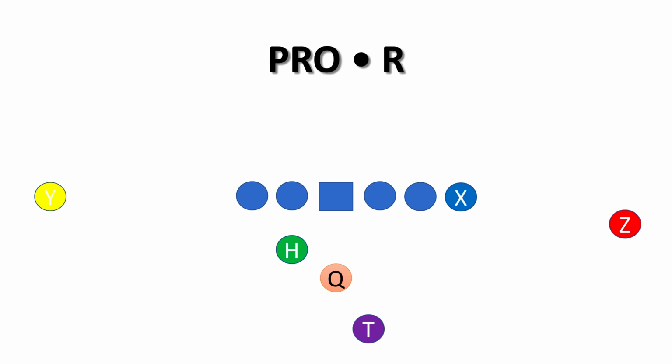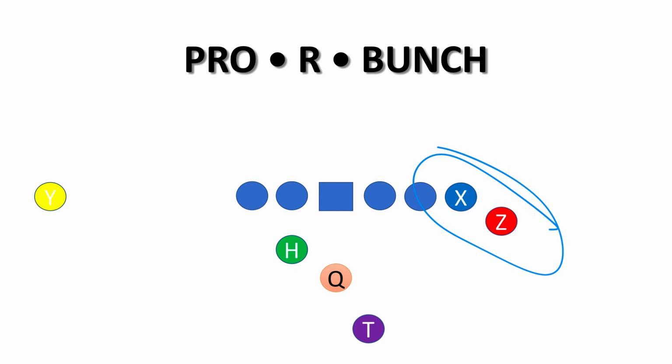Now, there are some schools that are just wide open empty and throw it every play, and that's not what we're talking about. But most kids are familiar with what pro right and pro left are. So same as for us, pro right, pro left. Tight end on the right, two back set.